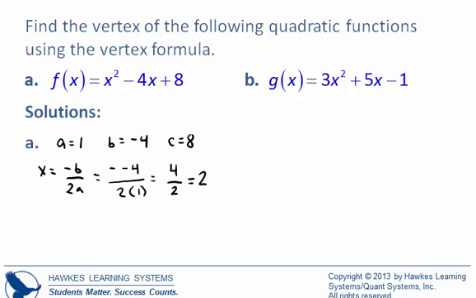Now, what about the y value? Our formula says to simply plug in what we got here back into the function in order to determine the y. So we will do f of 2. And we'll rewrite our function putting a 2 everywhere there's an x. So we have 2 squared minus 4 times 2 plus 8. 2 squared is 4. 4 times 2 is 8. And we have a positive 8. The 8's cancel, leaving me a 4. So the vertex is the point 2, 4.